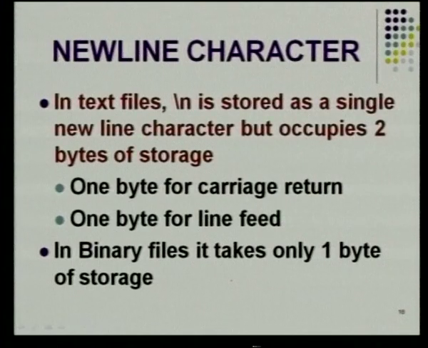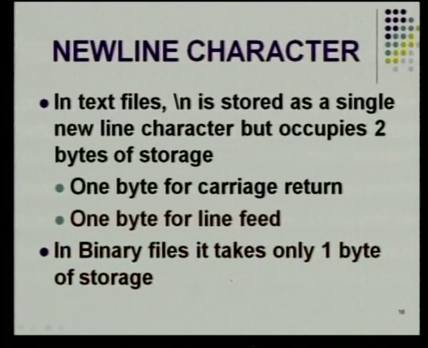The new line character in text files, \n, is stored as a single new line character, but it occupies 2 bytes of storage. So, though it is only 1 line, it occupies 2 bytes of storage in memory. 1 byte is for the carriage return, which indicates that you have to return to the beginning of the next line. The other byte is for the line feed. Line feed is in order to accept the next line that is being typed. In binary files, this takes only 1 byte of storage. So, this is the difference related to the memory allocation. The same new line character occupies 2 bytes of memory in text files, whereas in binary files it occupies only 1 byte of storage.